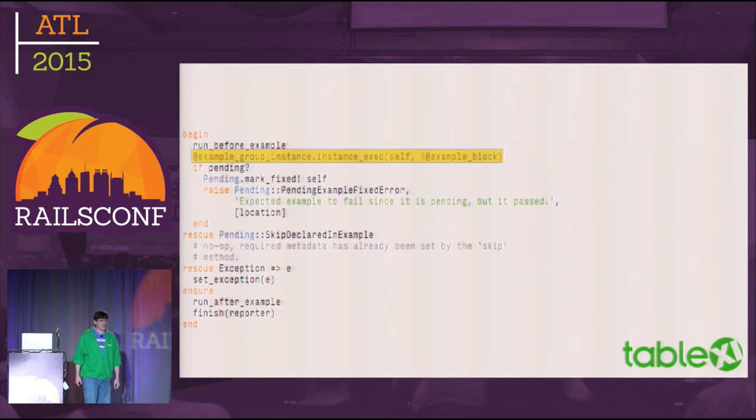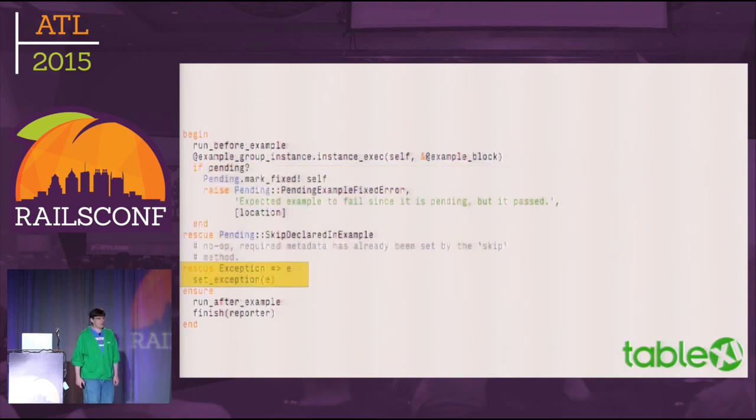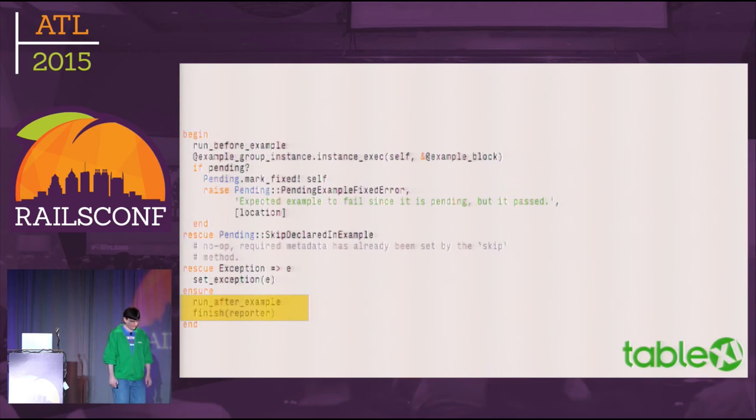It takes that instance of the example group and it instance execs that block inside that group. If it's pending, we stop, we break out. If an exception has been raised because the test failed, we hold on to that exception because we're going to need it for reporting. And then at the end, we run cleanup if there's cleanup, and then we finish, which passes whether this is passed or failed to the formatter again, because it'll want to put a dot or an F or do whatever it does.